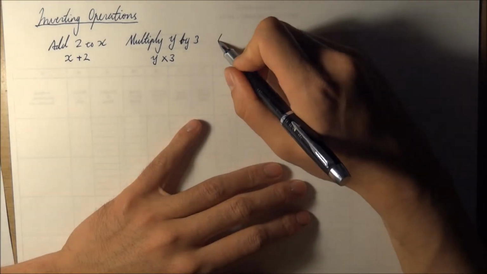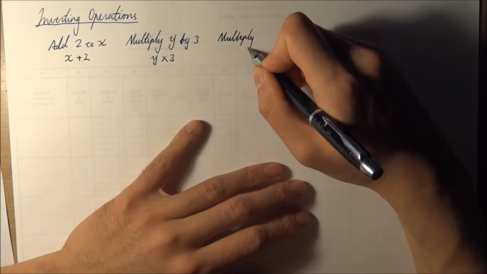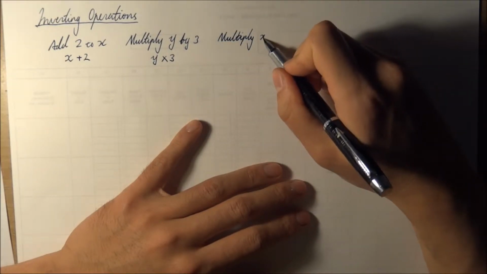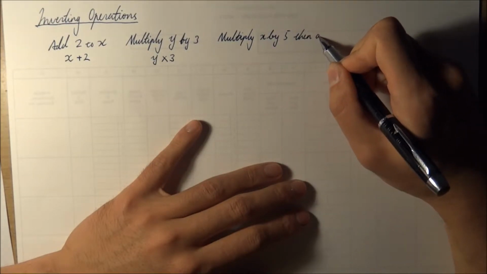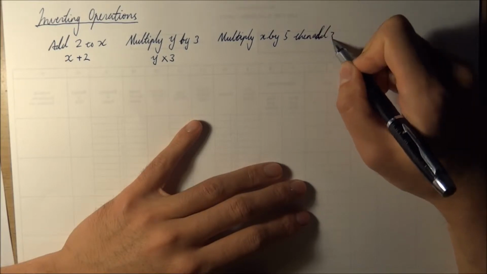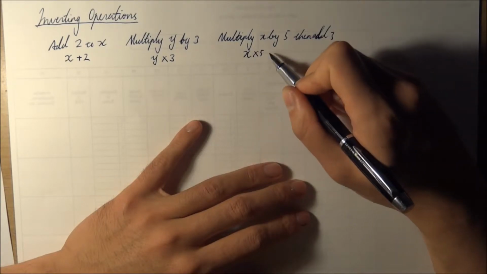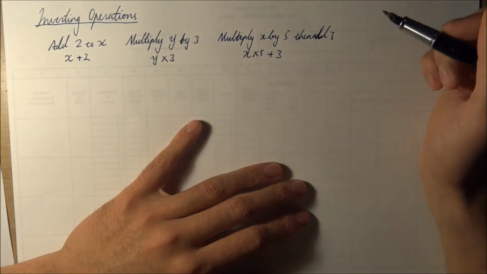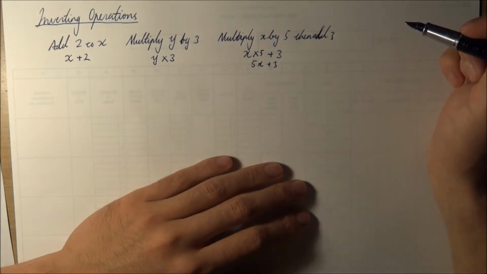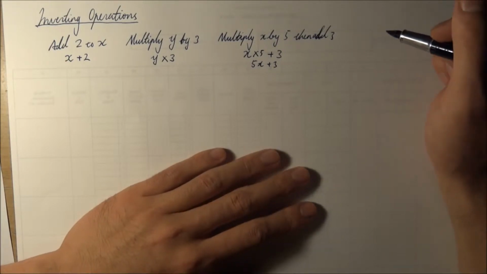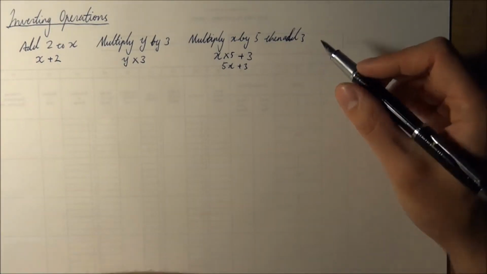For example, let's say multiply x by 5, and then add 3. So we have x multiplied by 5, then add 3, or 5x plus 3. One thing to note though is that the order of operations may become important in these sort of situations.